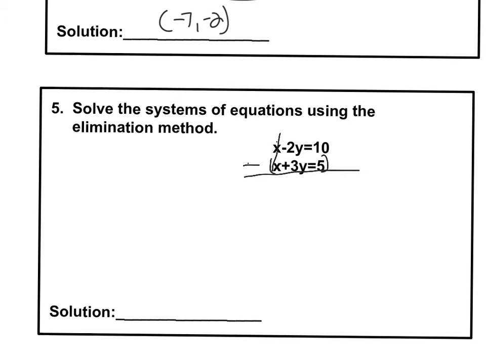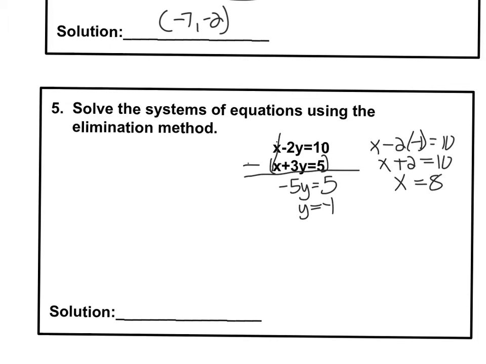But I have to do the rest of it. Negative 2y minus 3y is negative 5y. And 10 minus 5 is 5. So y equals negative 1. So now that I know what y is, I can go back to either one of the equations and replace y with negative 1 and solve for my x. So x equals 8. So your solution is 8, negative 1.